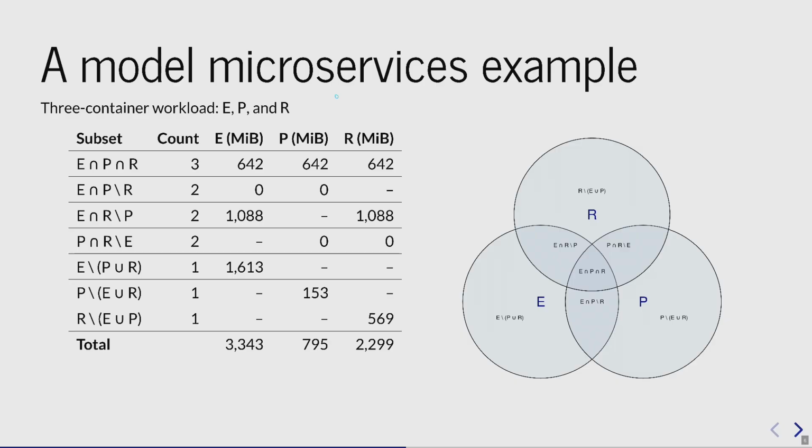In the table on the left, I have an accounting of the size of each of these images next to the size of each of these subsets. So that is to say that image E has a total of 3,343 megabytes, image P is 795 megabytes, image R is 2,299 megabytes. That's the bottom row there. And then every row in the body of the table will show you the size in megabytes of the particular subset corresponding to this diagram.